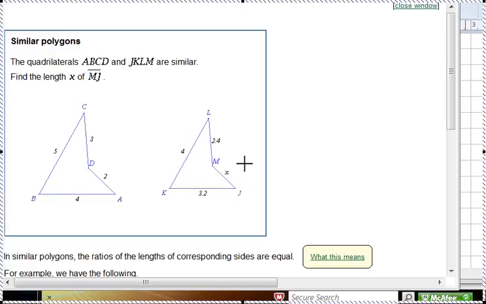All right, let's try this one. And these ones look funky. I'm just telling you right now. Are these two shapes congruent? Are they congruent? Are they the exact same shape?